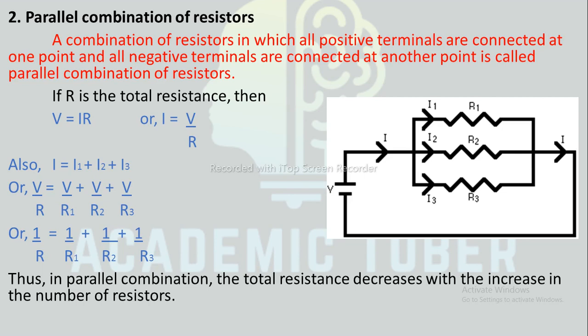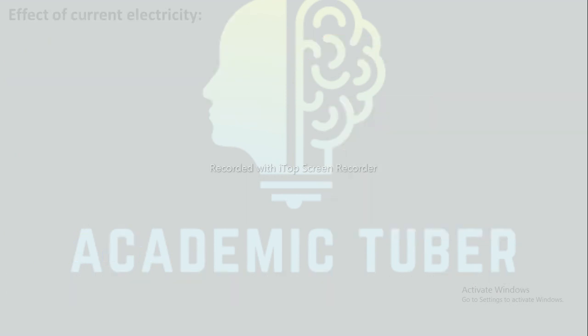If one of the three bulbs in the parallel combination is blown off, the circuit is still complete and the remaining bulbs keep glowing with the same brightness. This type of combination is used in domestic wiring as well.